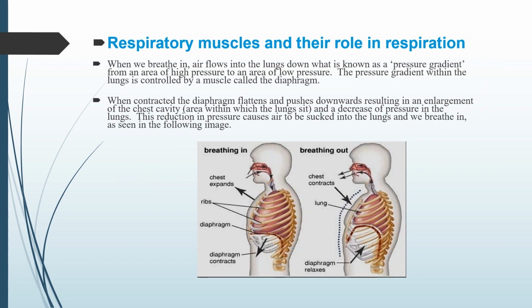Respiratory muscles and their roles in respiration. When we breathe in, air flows into the lungs down what is known as the pressure gradient, from an area of high pressure to an area of low pressure. The pressure gradient within the lungs is controlled by a muscle called the diaphragm. When contracted, the diaphragm flattens and pushes downwards, resulting in the enlargement of the chest cavity, that is, the area where the lungs sit, and a decrease of pressure in the lungs.